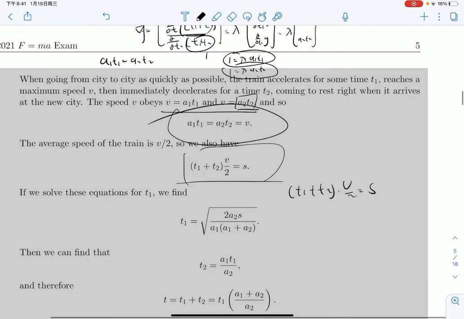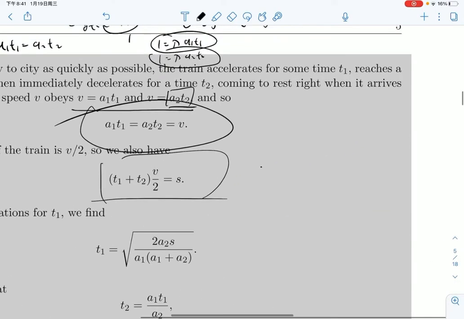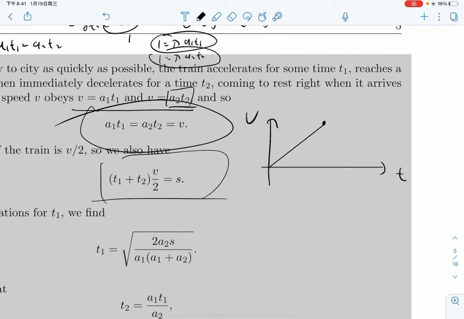The average velocity is V divided by 2, and you can see why. Here is a VT graph, and because the train is accelerating with constant acceleration, the average velocity over here is basically V divided by 2. And that is the same case when it decelerates with A2.